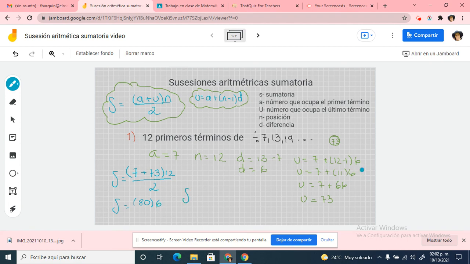And we know now that the addition of all those numbers is 480. So if we were to do it by hand and find out all those numbers and add them up, we would get that it's 480.